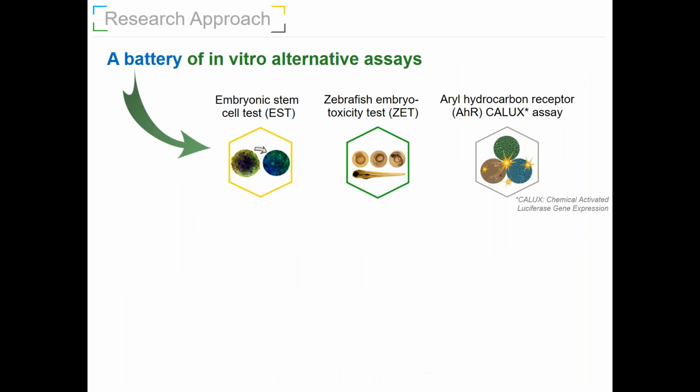To test this hypothesis, we selected and applied a battery of alternative in vitro assays that include the embryonic stem cell test, or EST, the zebrafish embryo toxicity test, or ZET, and aryl hydrocarbon receptor assays. So the idea of combining these assays is to evaluate the developmental toxicity potency of a series of petroleum substances, and if possible, compare that with the potency observed in vivo.